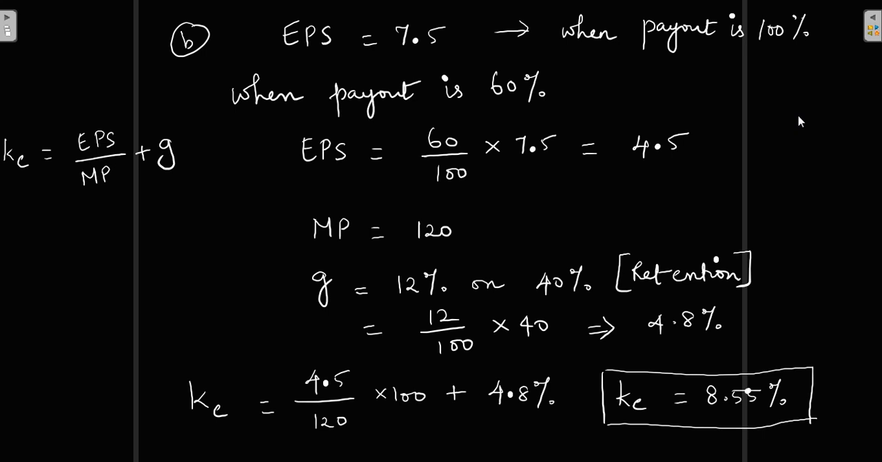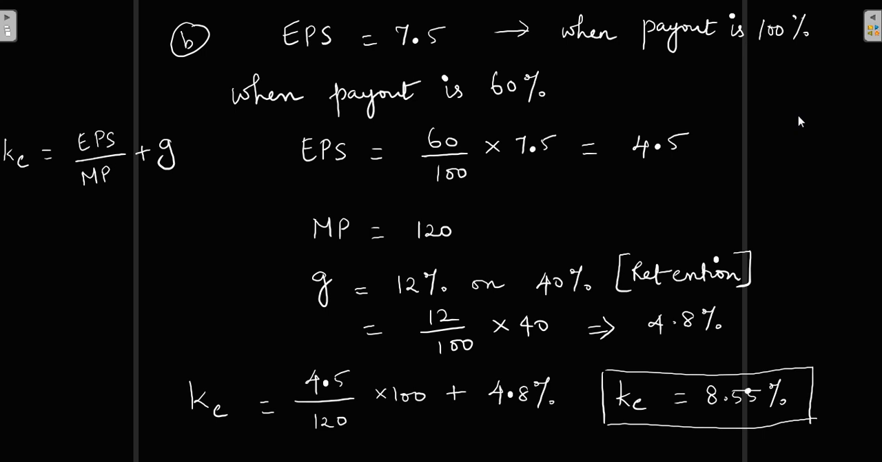Growth is 12% on 40%. 40% is the amount that is being retained. That is, of the 100, 60 they are giving away as dividend. The 40 only they are pulling back into the business. So that is what is contributing to the growth. So that's why we are calculating 12% on 40%. So 12 divided by 100 into 40 is 4.8%.